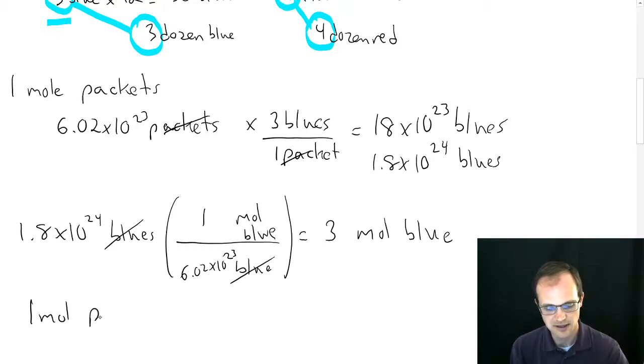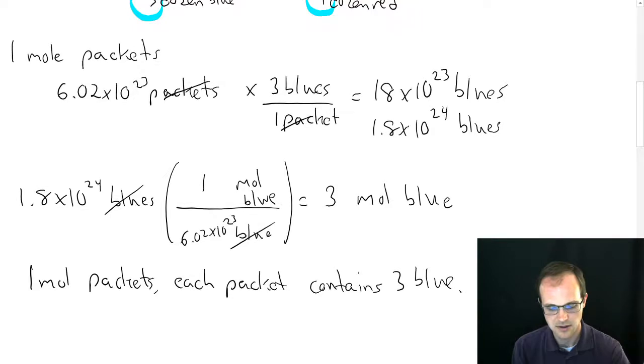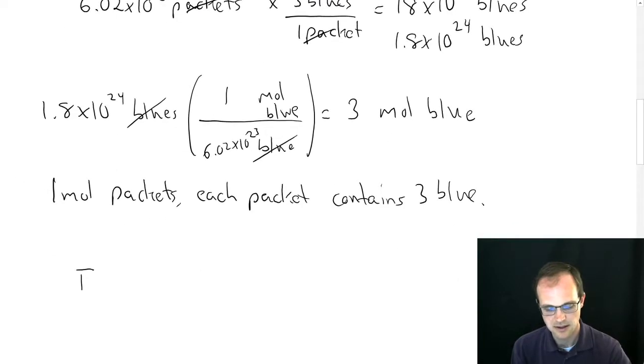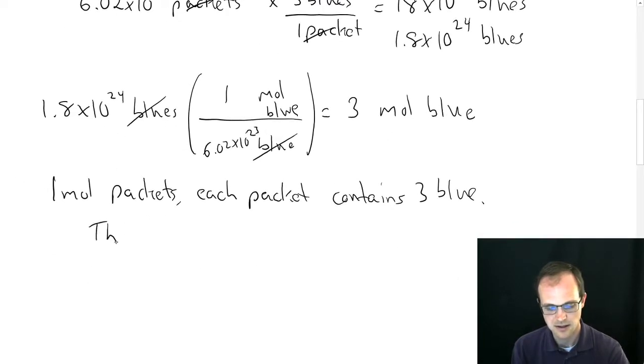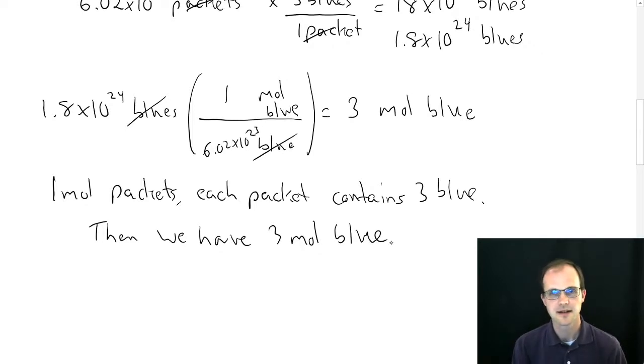1 mole of packets, each packet contains 3 blue, then we have 3 moles of blue. You can do that math over and over again. You'll always find that. Okay?